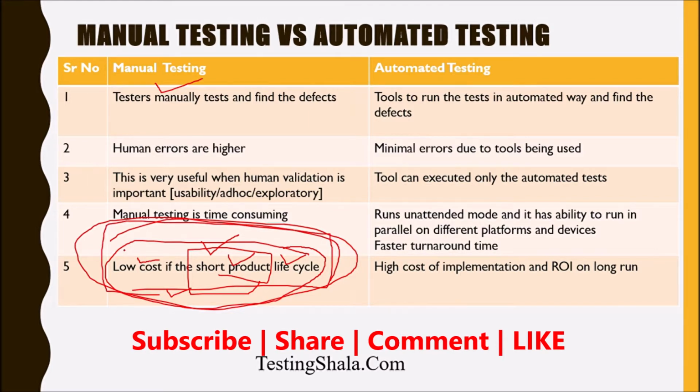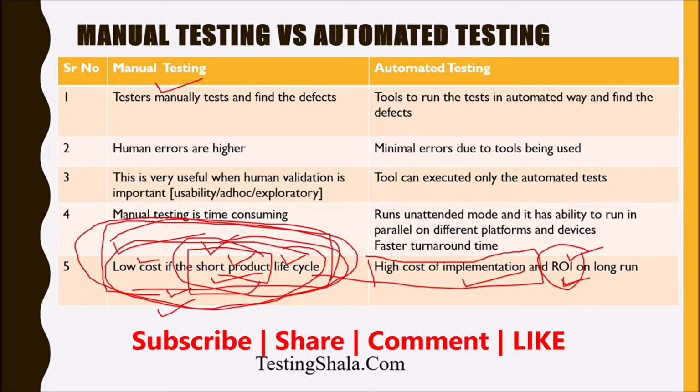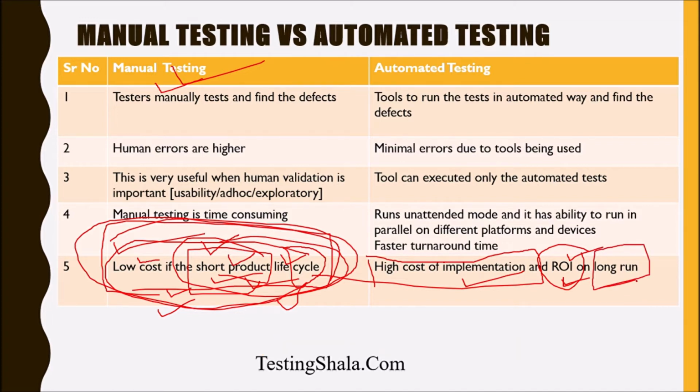In that kind of environment, it is not good to invest in automation, because automation is worth investing in only for long-term projects. Even if you use test automation tools for shorter products, the return on investment will be negative. Hence, it is not advisable to use automated tests for such short life cycle products. We run only manual testing in those applications. If a product is a long run, spanning three to five years, then definitely we move towards automated testing. This is the fifth important difference.